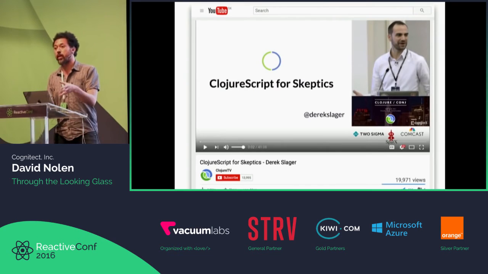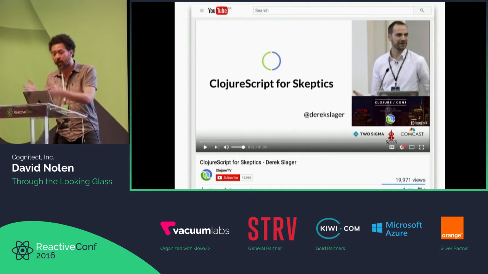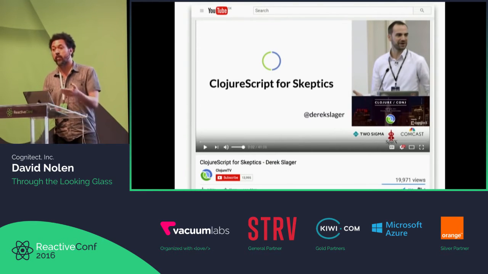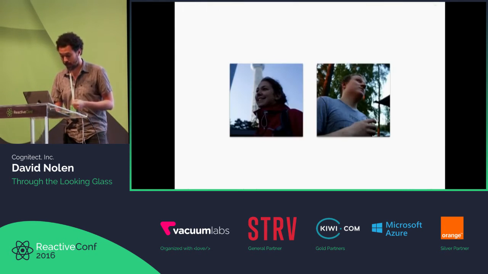If you're interested in hearing more about ClojureScript from the perspective of somebody who likes JavaScript, or would like to use ClojureScript and JavaScript together, this is a great talk: ClojureScript for Skeptics by Derek Slager. It's probably one of the most popular talks that's ever been given because it really is trying to explain why ClojureScript if you're already doing JavaScript. It's cool. I recommend it.